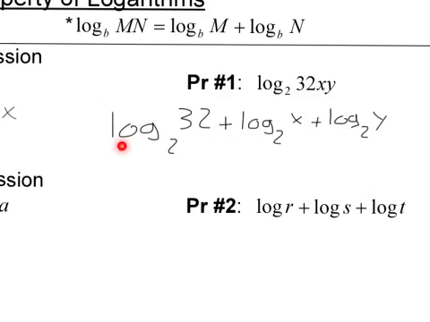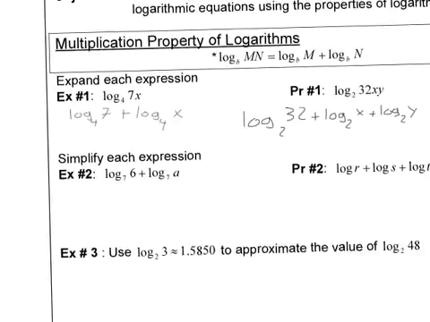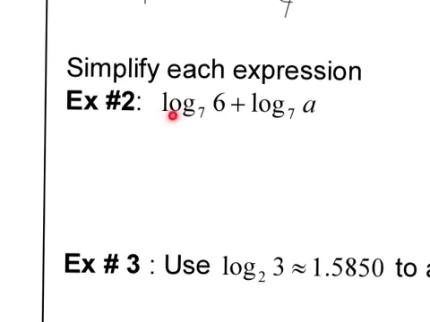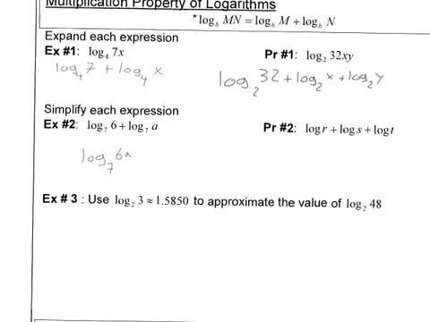Okay, so we have log base 2 of 3 times x times y, so that's the same thing as log base 2 of 3 plus log base 2 of x plus log base 2 of y. Simple as that. You can expand it. Alright, so now let's put them together. Well, here I have two logs added together. They have the same base, so I could write this as log base 7 of 6a. And now the 6a are part of this one single log. So go ahead and try practice number 2.